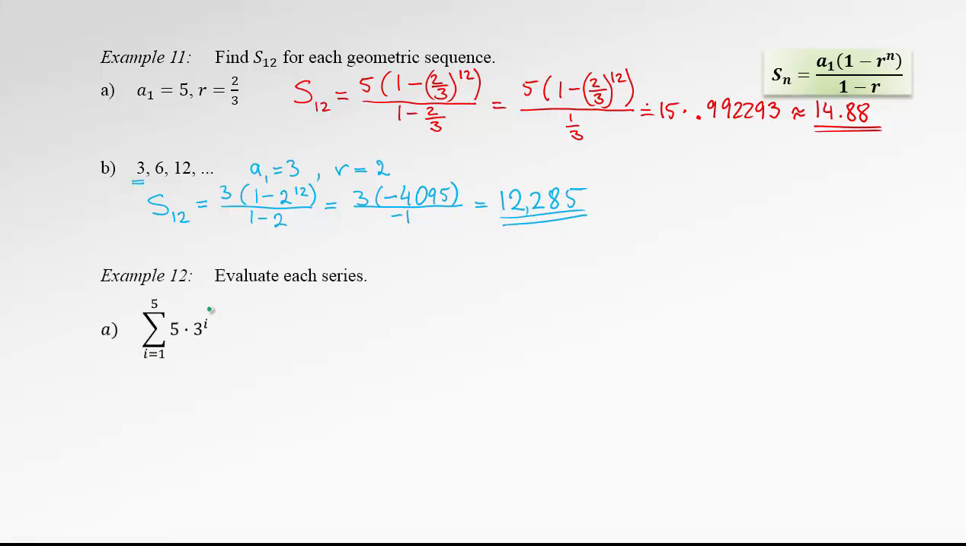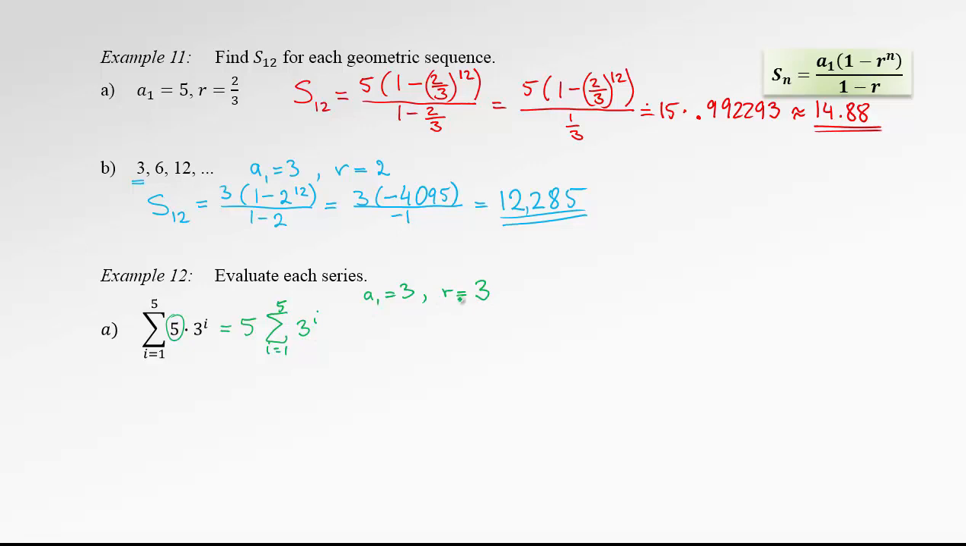Now let's practice how to evaluate geometric sequences written in sigma notation. Recall from the previous video that anytime we have a constant under the sigma sign, we can actually pull this constant in front of the sigma, right? So that will be 5 times the sum of 3 to the i, where i changes from 1 to 5. Notice that this 3 to the i is a geometric sequence, with a1, the first term, being 3, because if i is 1, then we have 3 to the 1, so it's 3.